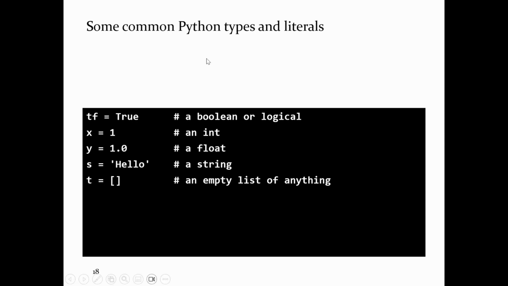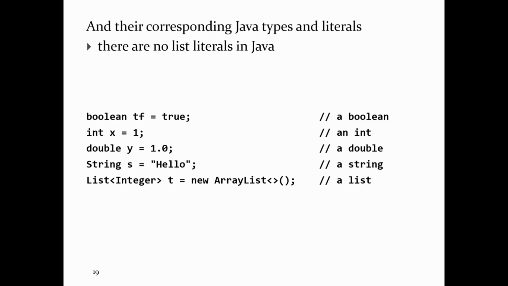Okay, so what are the equivalent types in Java? If you want a Boolean type in Java, that's boolean, Boolean or logical, whatever you were taught it was called. That's little b boolean. If you want an integer type in Java, that's little i int. If you want what corresponds to a Python float, that's double in Java. If you want a string, that's big S String. And if you want a list, that's big L List, and then some type inside the angle brackets.